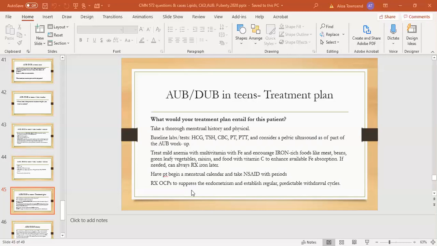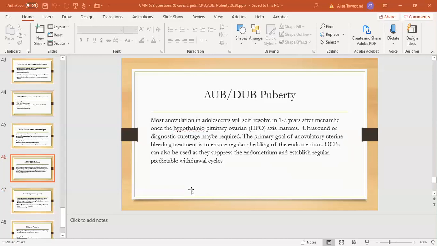Most anovulation in adolescence will self-resolve in 1 to 2 years after menarche, once the hypothalamic pituitary ovarian axis matures. Ultrasound or D&C may be required. The primary goal of anovulatory uterine bleeding treatment is to ensure regular shedding of the endometrium.